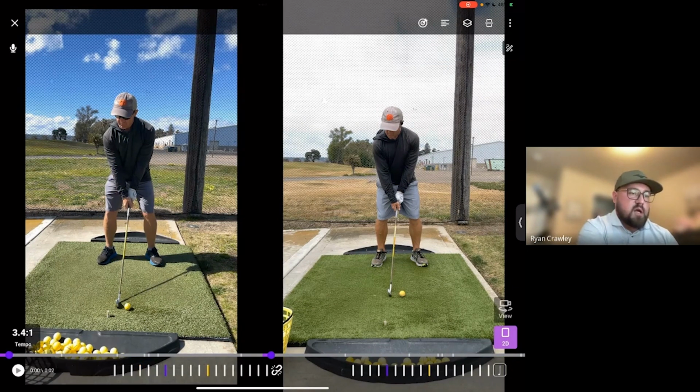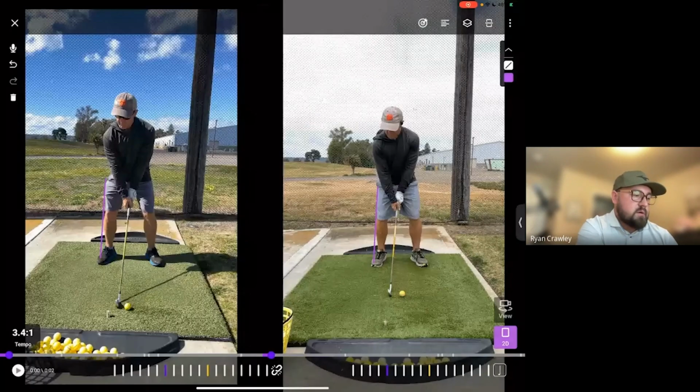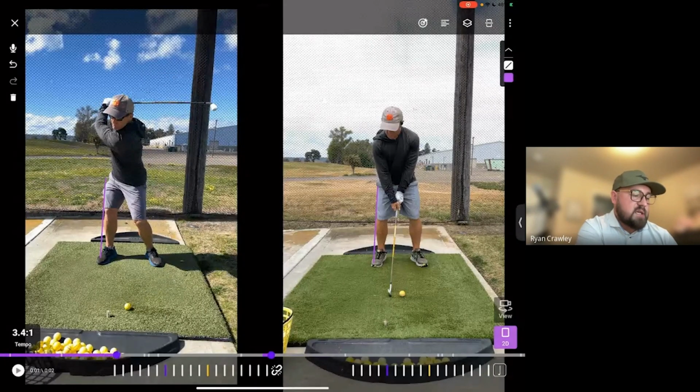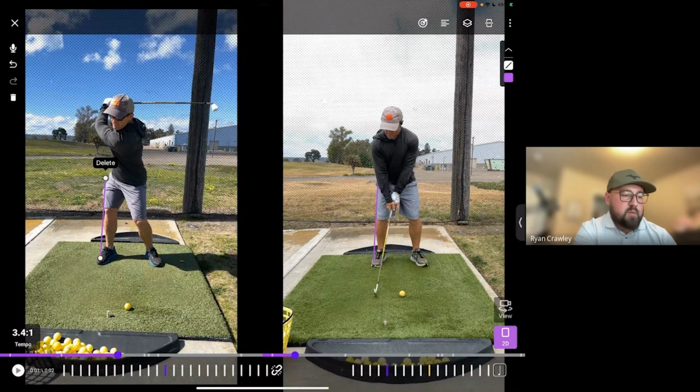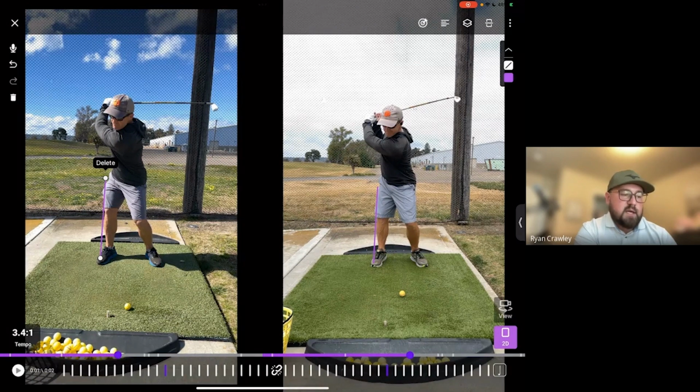If I draw a line on Dean's trail hip, and draw another line on the other screen, you can see that as he takes the club to the top, he stays pretty much inside of that purple line. If we look at the new swing here, he stays inside of that purple line. There really doesn't look to be a difference here at all, right?